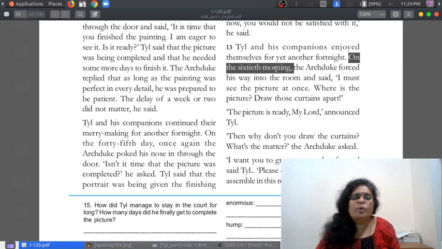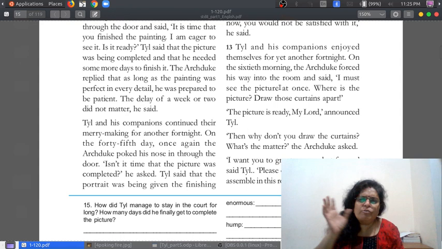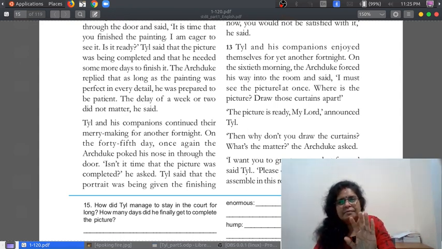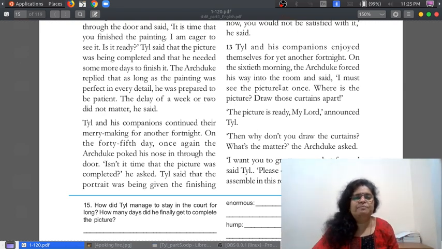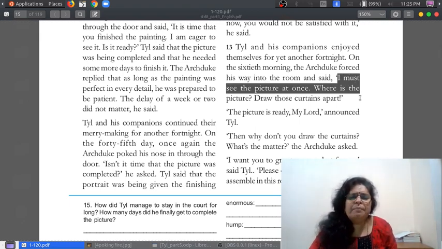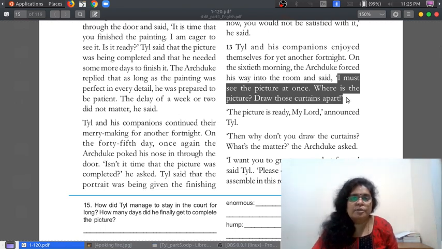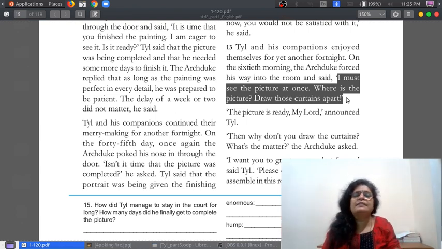On the 16th morning, the Archduke forced his way into the room. Forced his way into the room. He didn't knock. He didn't tap. Just forced the door open and got into the room. His way into the room and said, I must see the picture at once. Where is the picture? Throw those curtains apart. The Archduke is not in a good mood. He is angry. Where is the picture? Draw those curtains apart. Draw the curtains apart.